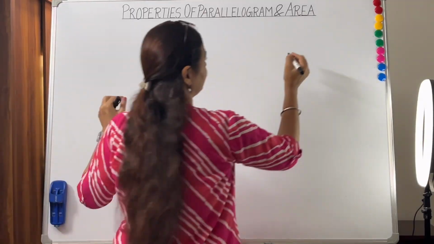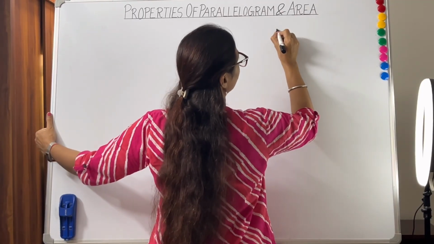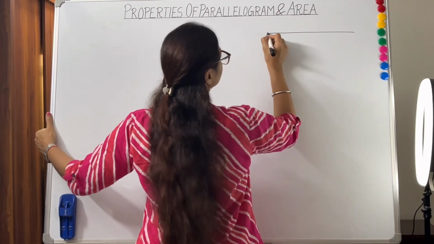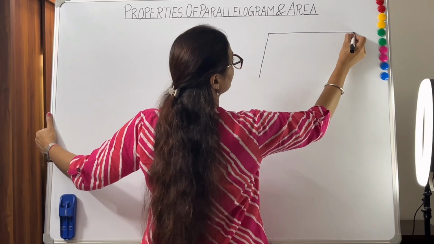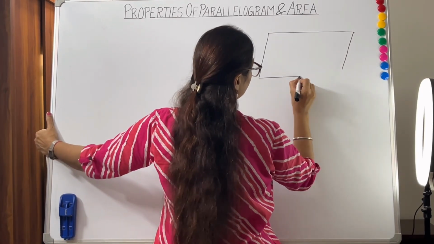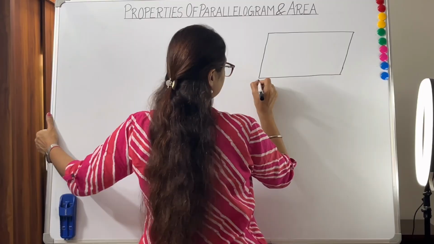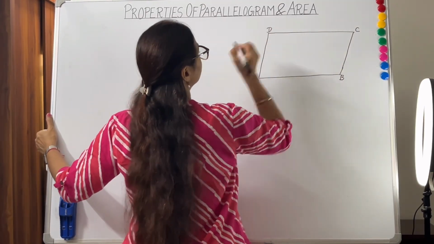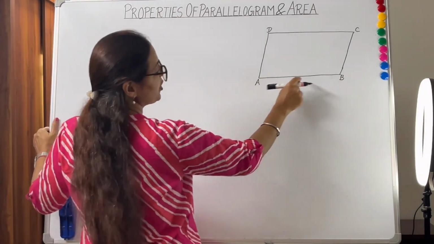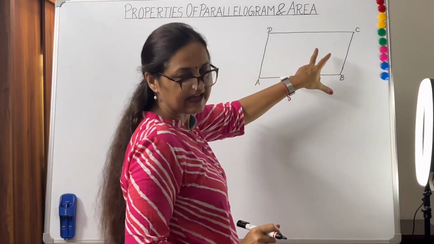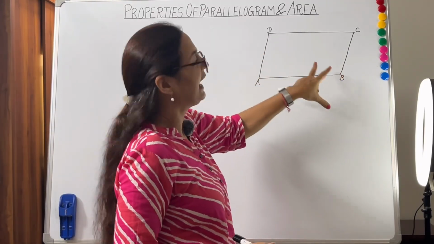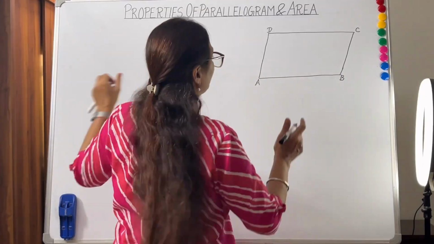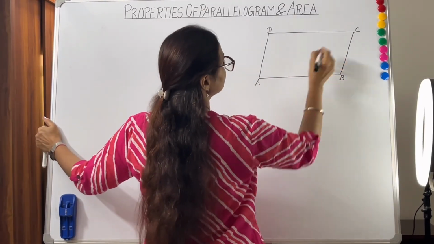First of all, take the example of a parallelogram. I'm taking a parallelogram ABCD, A, B, C, D. So first property is, as I've told you, this is a quadrilateral and parallelogram is a quadrilateral in which opposite sides are parallel and equal. Opposite sides कौन सी हैं? AB and CD are opposite.